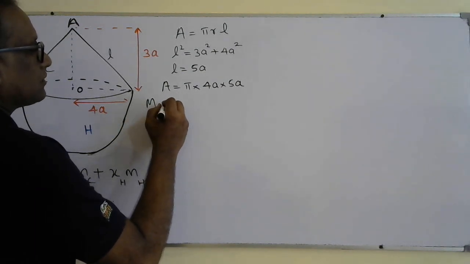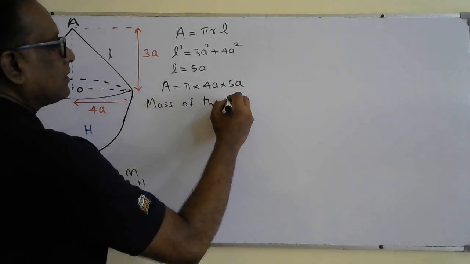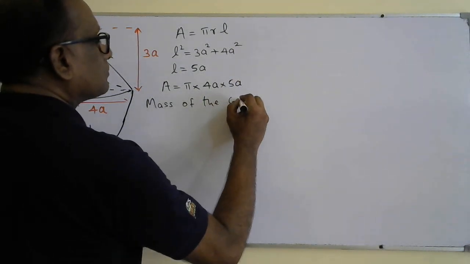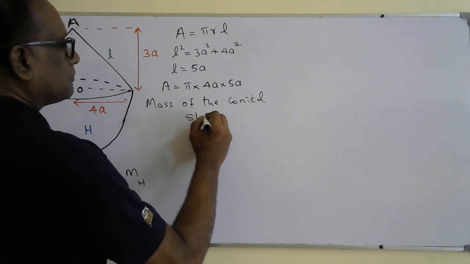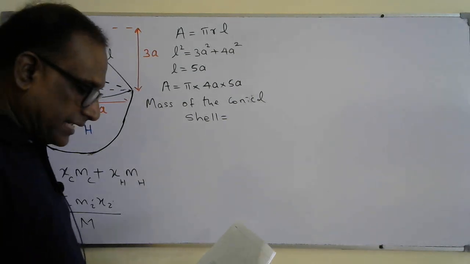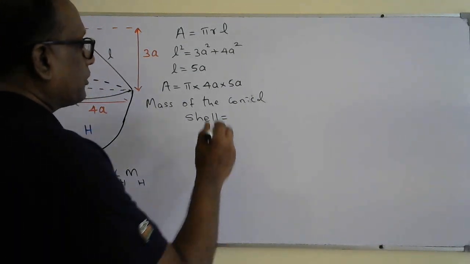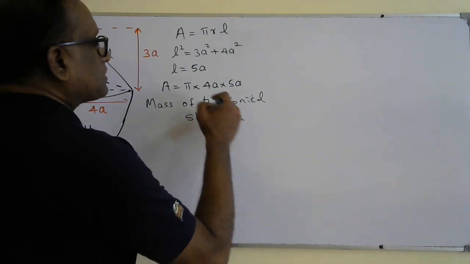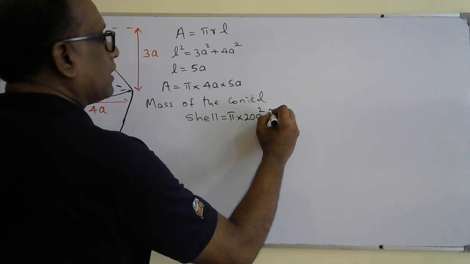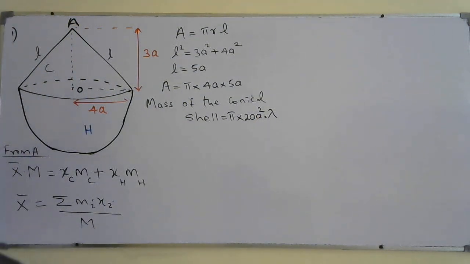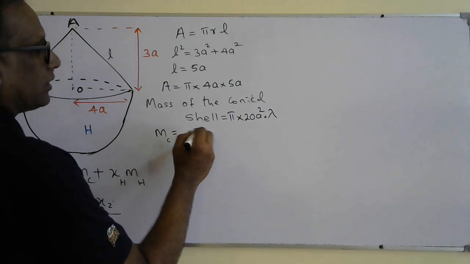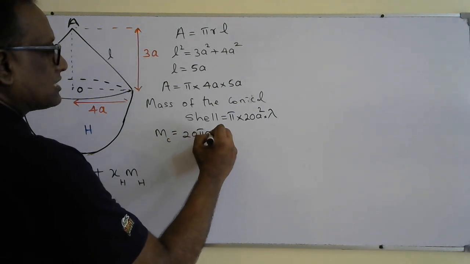So mass of the shell, conical shell, equal this into the mass per unit area, that is given as lambda. So that's going to be pi times 20a squared into lambda. Okay, that's the mass of the conical shell. So I can say MC equal 20 pi a squared lambda.